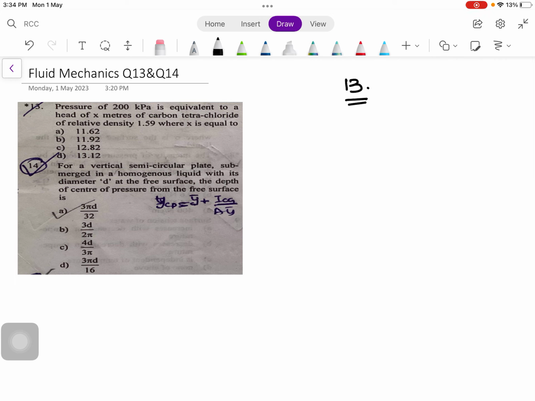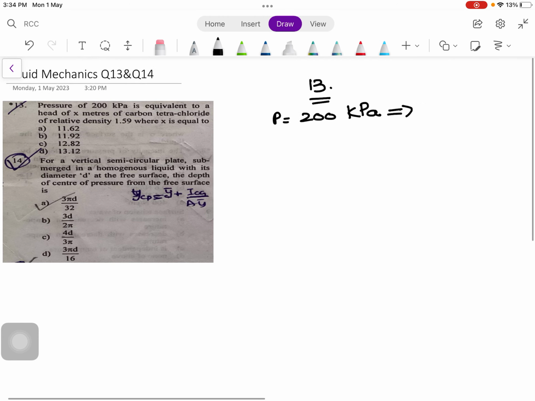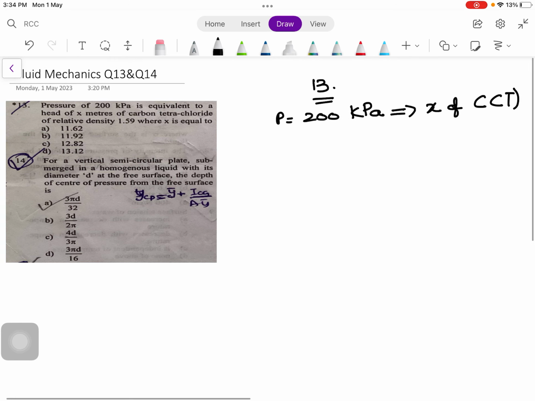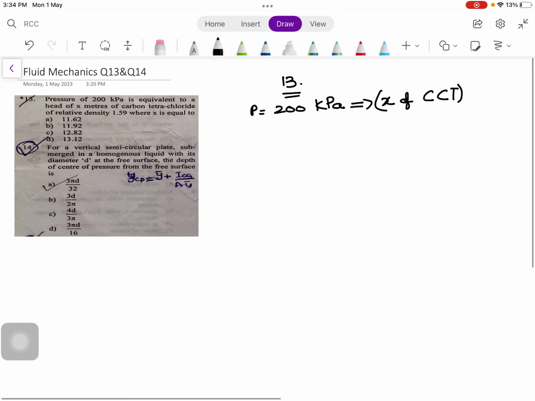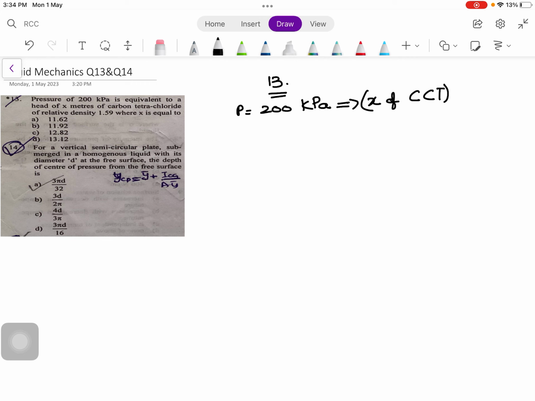Question number 13 says the pressure of 200 kilopascals is equivalent to head of X meters of carbon tetrachloride whose relative density is 1.59, where X is equal to, so we need to find the value of X.